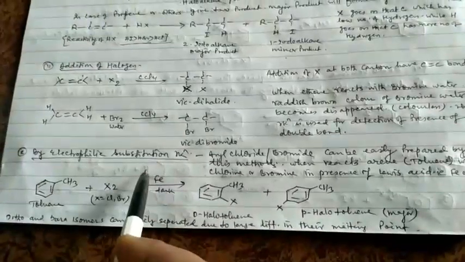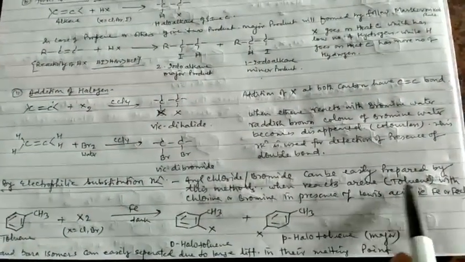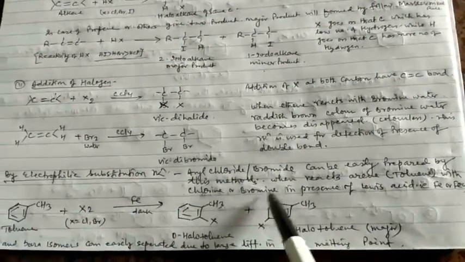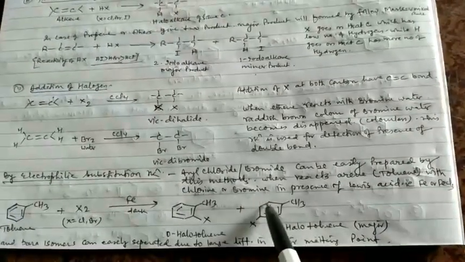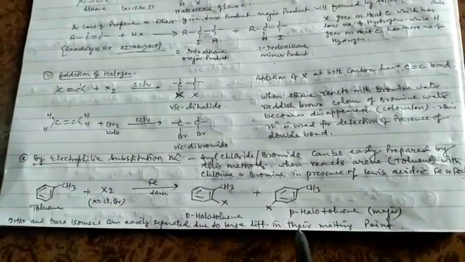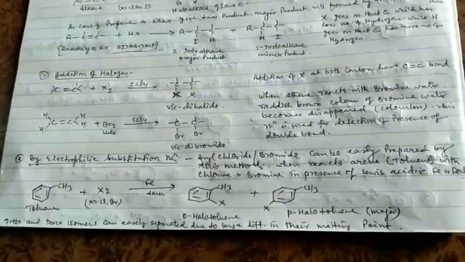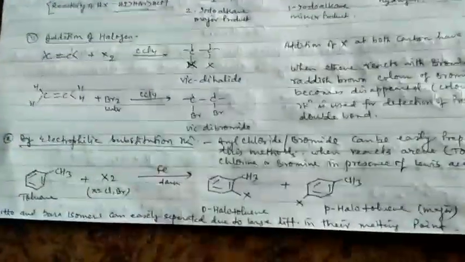Next, electrophilic substitution reaction. Aryl chloride or bromide can be easily prepared by this method when an arene like toluene reacts with chlorine or bromine in the presence of a Lewis acid. Two products, ortho-halotoluene and para-halotoluene, form. Para-halotoluene is the major product due to more symmetry. Ortho and para isomers can be easily separated due to the large difference in their melting points.